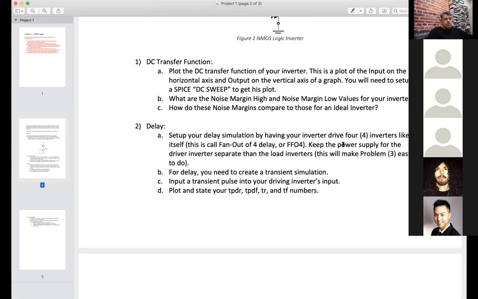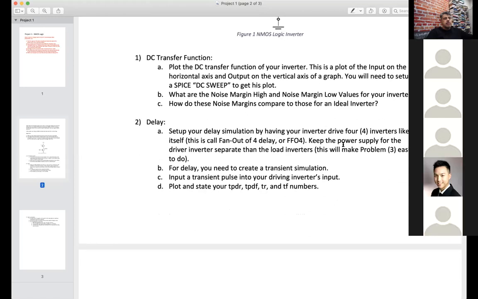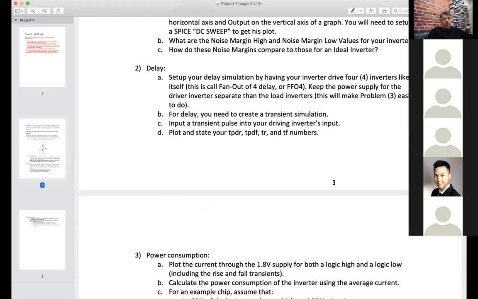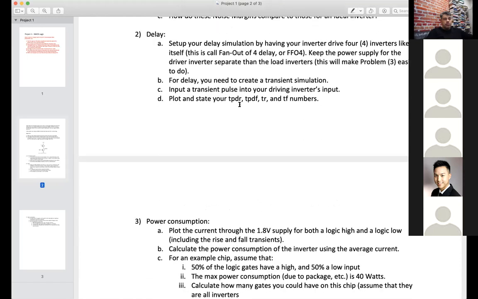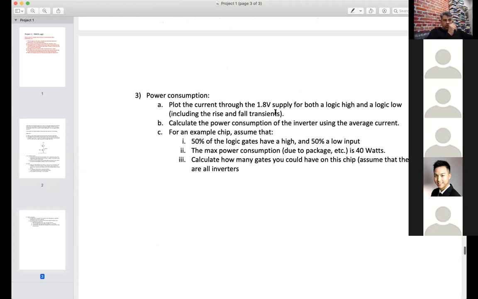Okay, so for delay, you have to do a transient sim, and then plot the waveforms, and then read off the parameters for your delay, which is propagation delay rise, propagation delay fall, rise time, and fall time. I want you to measure that in your graph and state it. So that's delay. Lastly is power consumption.